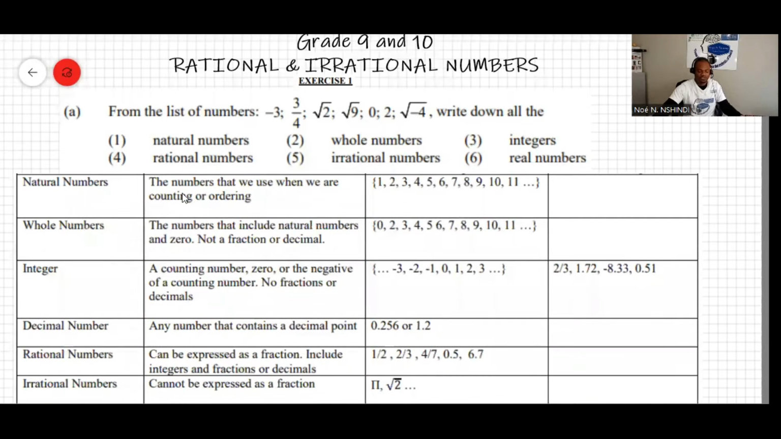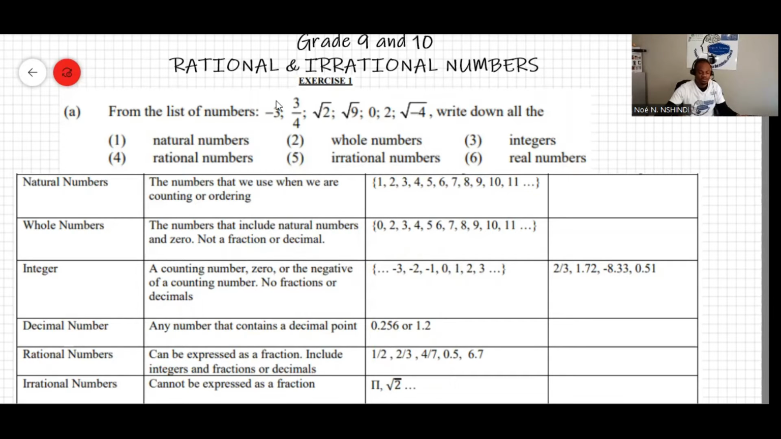Natural numbers, for instance, are the numbers that we use when we are counting or ordering. When we count or order, we don't count fractions or decimals, and we don't start from 0 either. We just say 1, 2, 3, 4, etc. If we count an item, or when we're ordering things, we say this is row 1, row 2, row 3, etc. We don't say row 0 or a fraction for a row. When we order or count, we use positive integers starting from 1.